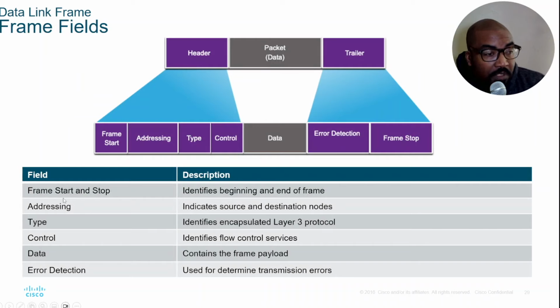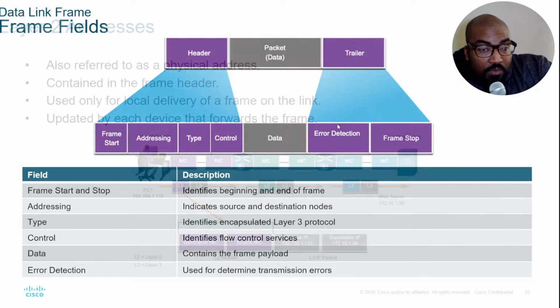As we talked about, we have our different fields here. We have the frame start and stop, which identifies the beginning and end of the frame. Addressing indicates source and destination nodes. Type identifies encapsulated layer 3 protocols. Control identifies flow control services. And then the data contains the frame payload. That's what we're trying to get to, right? This is where we're trying to get all of this up to the OSI layers as much as we can. And then error detection is used for determining transmission errors. Make sure that there are no issues, no troubles with the data.